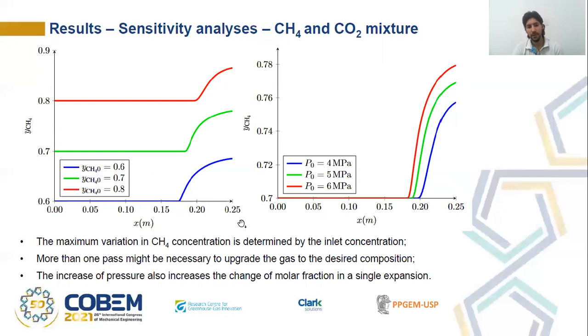In the analysis of the variation of pressure, we saw that the increase of pressure also increases the change of molar fraction in a single expansion. As you can see, with 4 megapascal, we went to something like 75% of methane, and with 6 megapascal, we went to something like 78% of methane.